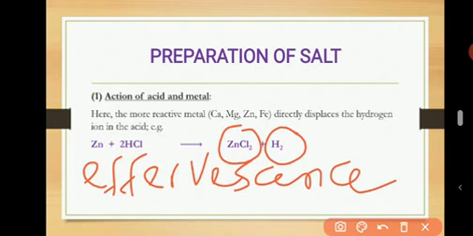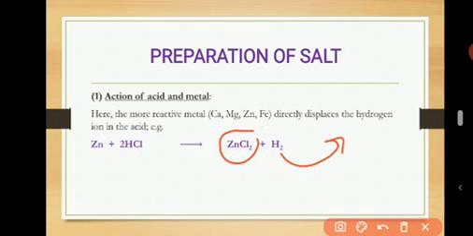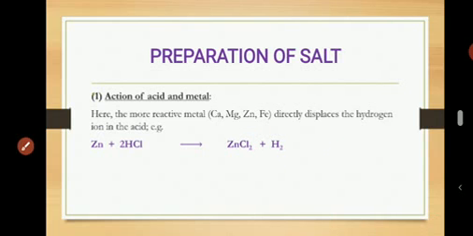Because you will have added excess zinc that would not dissolve, you just filter off the excess zinc. So the solution you are having now is a solution of zinc chloride, because all the hydrogen has already escaped away. So that's how you prepare zinc chloride. If you need it to come out in a solid form, you can evaporate the solution to dryness, or you can crystallize it. So that's the first method, action of acid on metal.